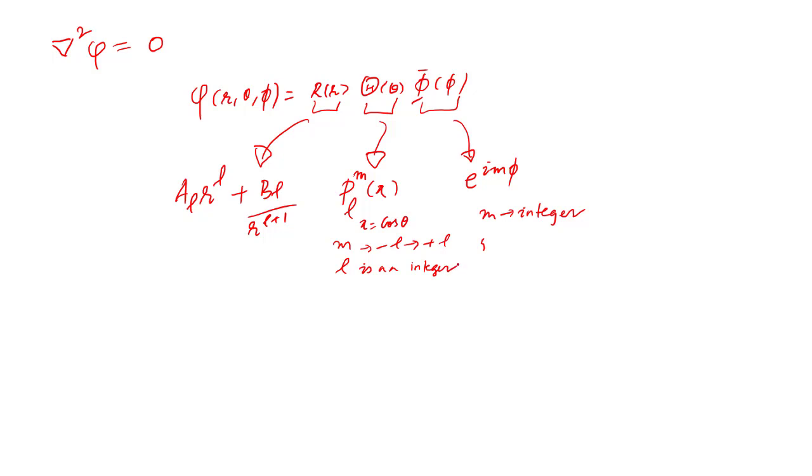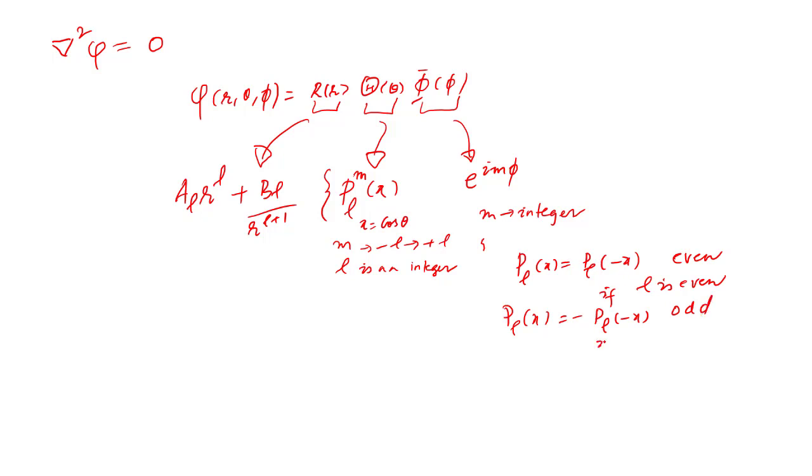And then we also saw a very specific property of the Legendre polynomials, that P_L of x is equal to P_L of minus x, that is, it is even if L is even, and P_L of x is equal to minus P_L of minus x, or it is odd if L is odd. And we saw that essentially when you expand these P_Ls, these are polynomials.